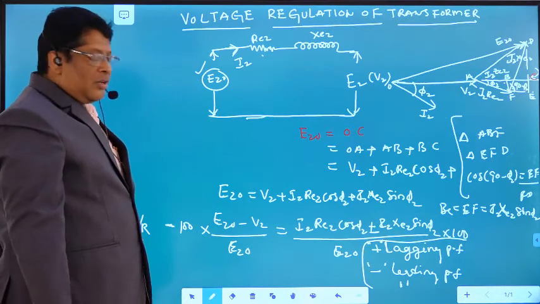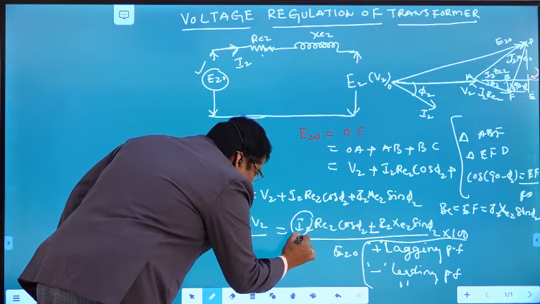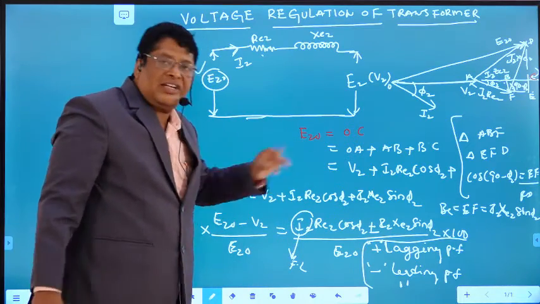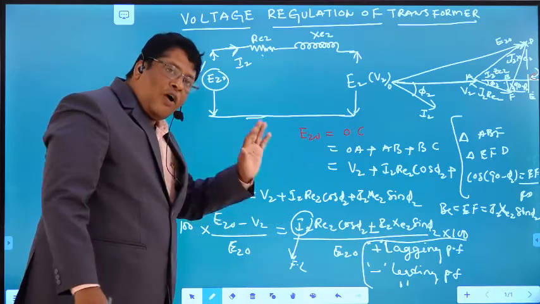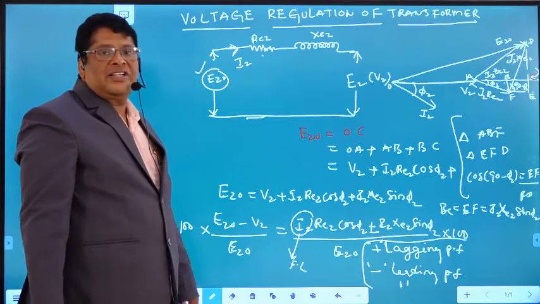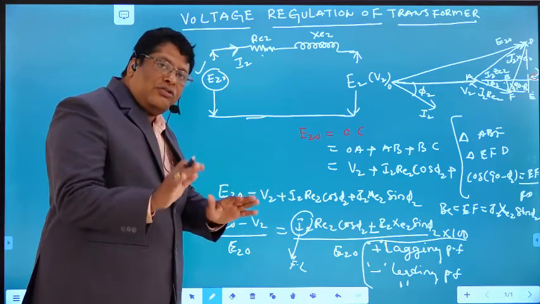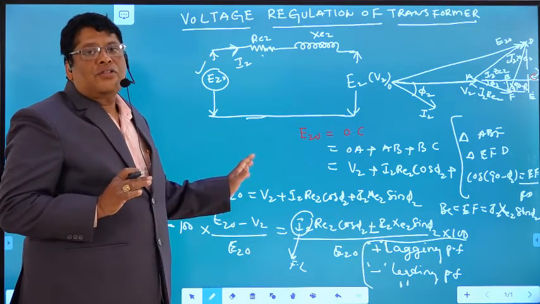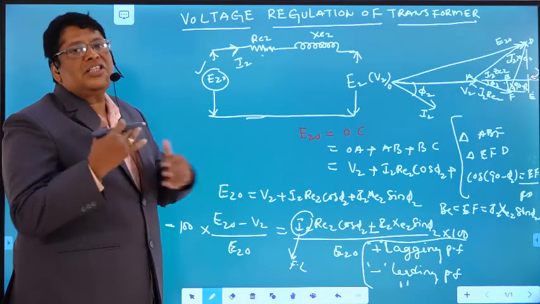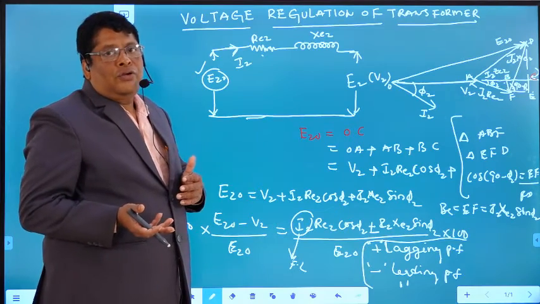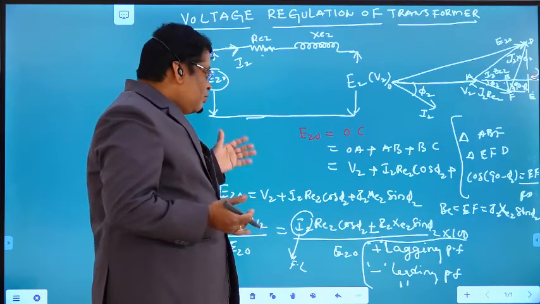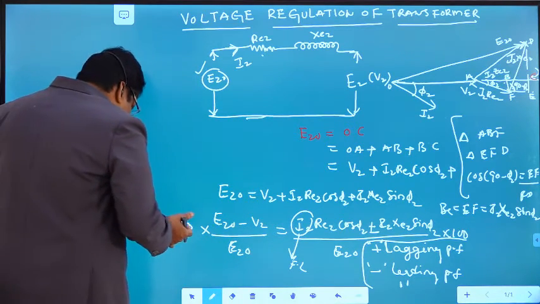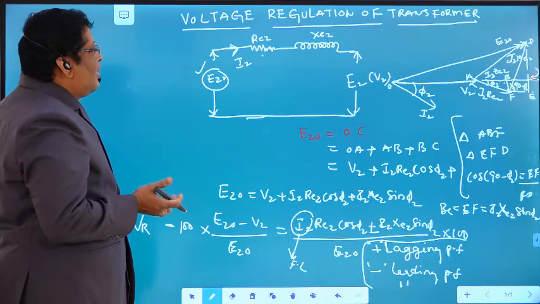This is very, very important. If we take this current as the full load current, this is the full load regulation. If we take this current at half load, this is the half load voltage regulation. If we take this current corresponding to 3/4 load, the voltage regulation becomes that at 3/4 load. In this manner, at any value of load, we can calculate the voltage regulation of a transformer using this formula. So with this, the derivation of the voltage regulation of a transformer is over.